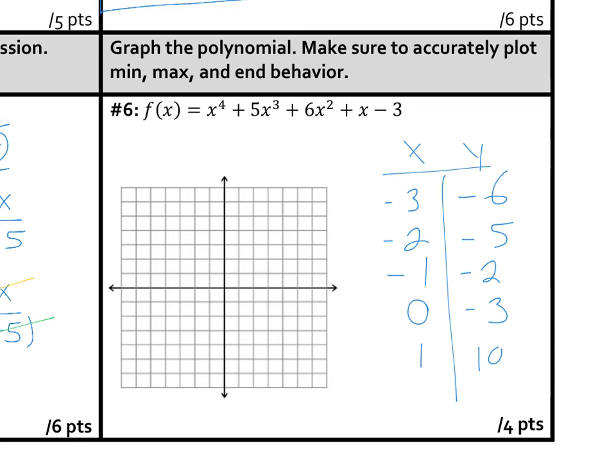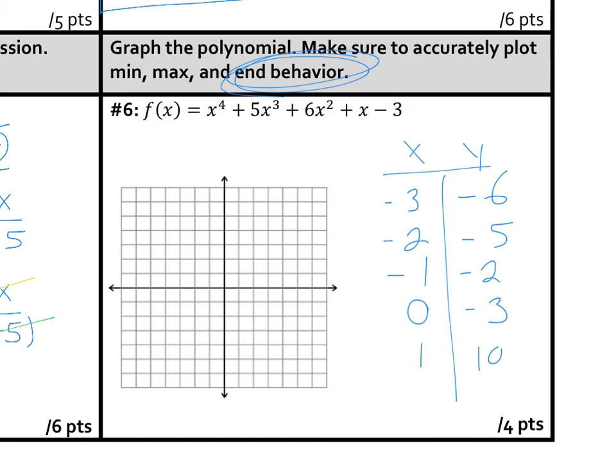Okay. I recommend at this point also hitting graph, just graph, not second graph, so that you can see what your picture looks like, so that you can make sure that the end behavior is correct. So the left and the right side are going up and down how they're supposed to. Okay, let's zoom in on this graph.